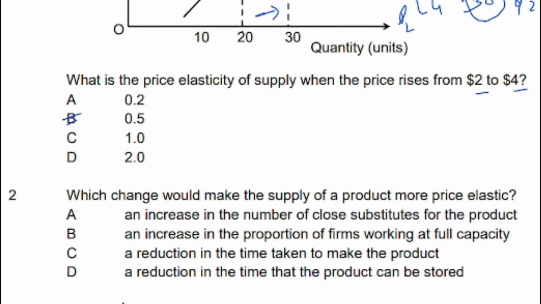The second question is, which change would make supply of a product more elastic? Elastic supply is when a small change in price leads to a greater change in quantity supplied. So the answer for this question is C, a reduction in time taken to make the product. It means if we can produce the product quickly, then supply would be elastic. A little change in price will lead to a greater change in quantity supplied. So whenever a product can be produced in a lesser time period, it will become more elastic.